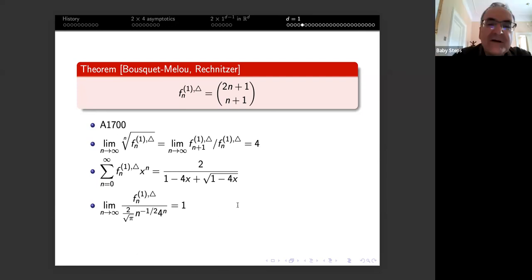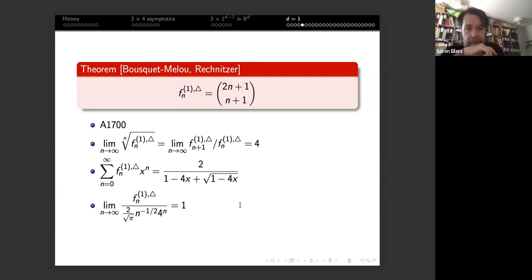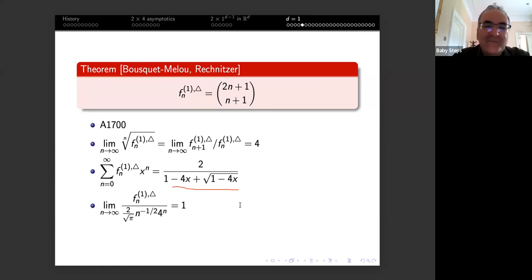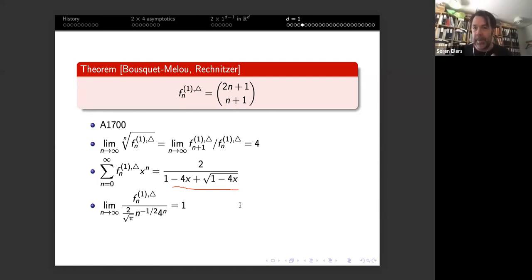Sorry, Søren, a silly question. What happens for x equal to 1/4? For x equal to 1/4, that's outside the radius of convergence of the sequence. So I'm saying that the rate of growth of these numbers is 4.